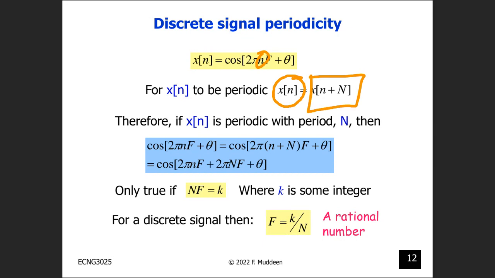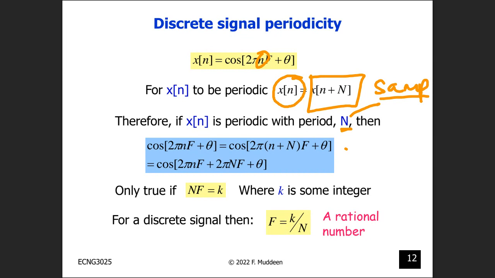So in other words, if I were to put the manipulation, of course phi is just a phase, ignore that for the time being. So cosine 2 pi nf, somewhere along the way, if it is periodic and the period is N samples, remember these are samples, then if this is periodic, it means that I must be able to find some number of samples N where cosine 2 pi nf and cosine 2 pi nf plus 2 pi NF are the same.